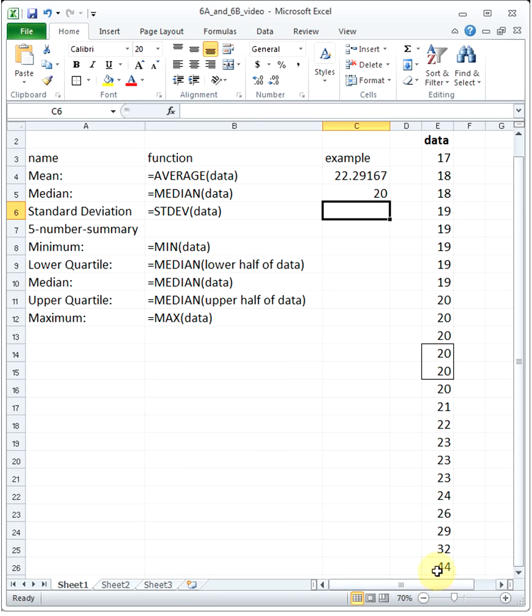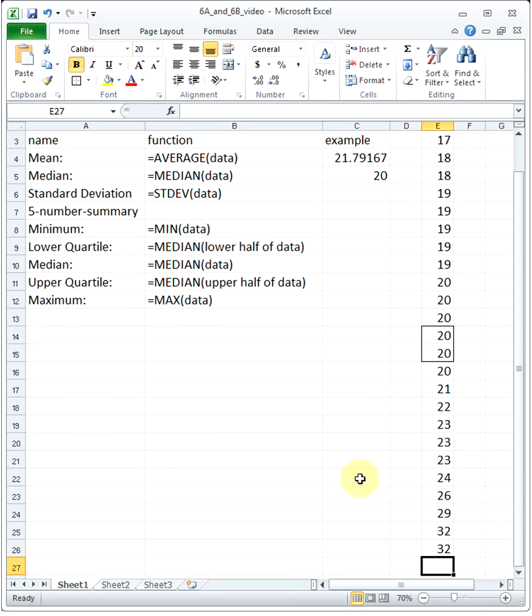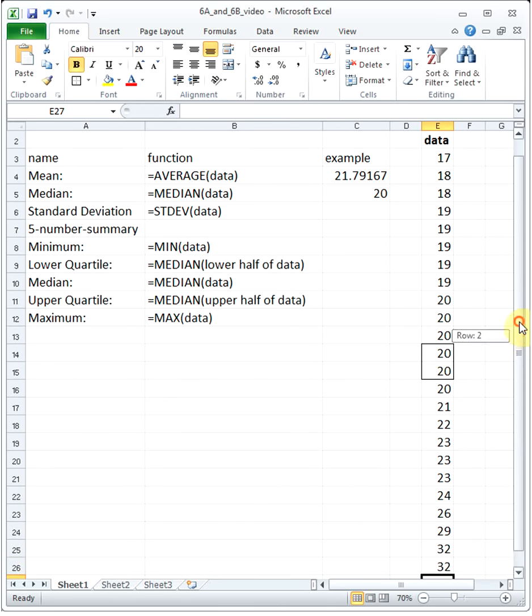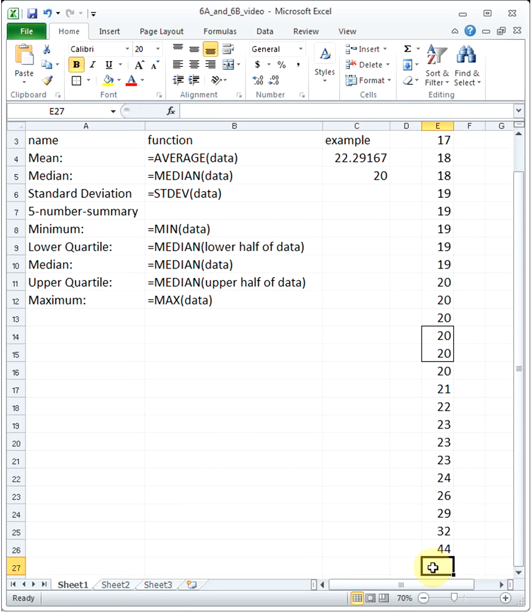This value that's 44, let's say we changed it to 32 again. You see, it affected the value of the mean, but it didn't affect the value of the median. The median is not affected by outliers. I'm going to put it back at 44.